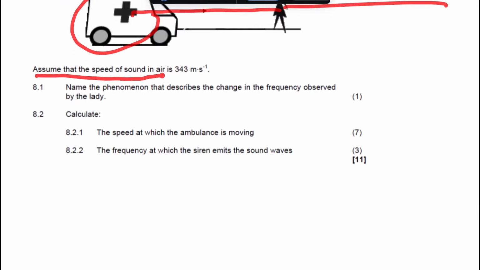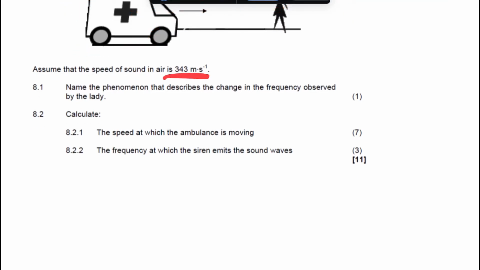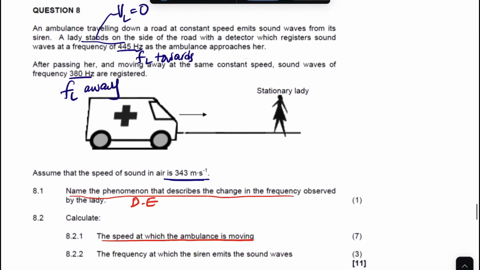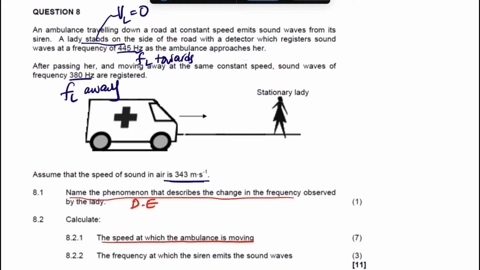It says assume the speed of sound in the air is 343. That's important. Now, name the phenomenon that describes the change in frequency. That's the Doppler effect. Question 8.2.1: calculate the speed at which the ambulance is moving. Let's look at the marks here. And guys, we're not given the frequency of the source. We're given the detected, or observed, frequency by the lady while it's moving towards and away.